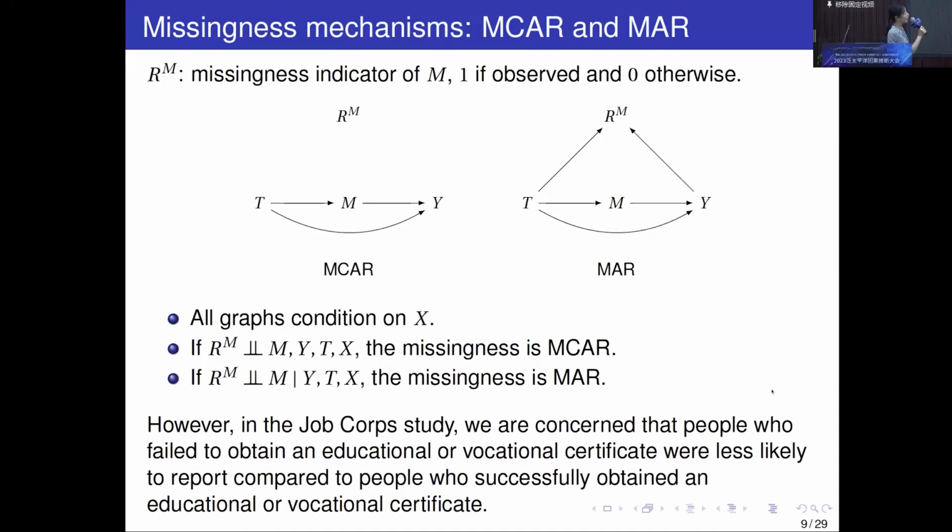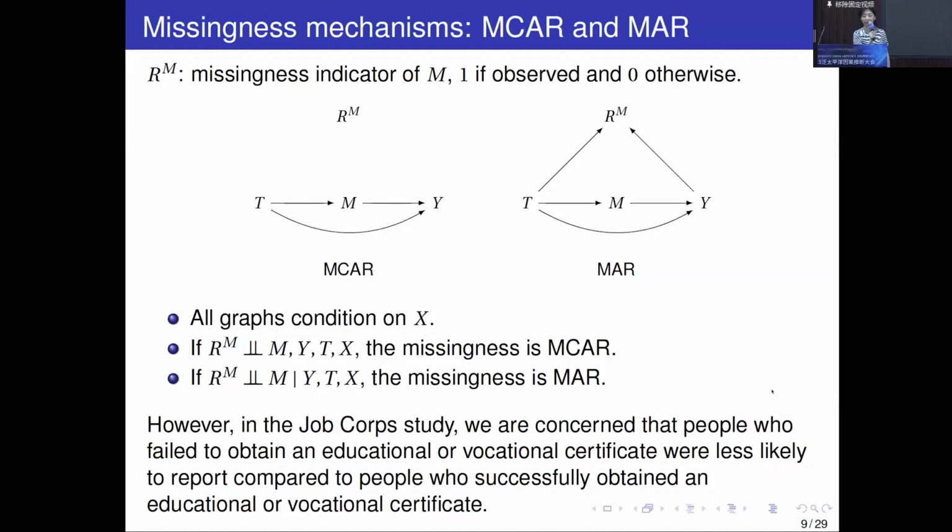Let's first think about what MCAR and MAR are. Let's use R_M to denote the missingness indicator of M, 1 if observed and 0 otherwise. And for simplicity, we let all graphs condition on X, allowing X to have an impact on everything on the graph. And if R_M is independent of everything, then the missingness is missing completely at random, and a complete case analysis is enough for us to obtain consistent results. And if the missingness is independent of the variable having missing data, M, given Y, T, and X, then the missingness is MAR. We can also identify NIE and NDE given the observed data.